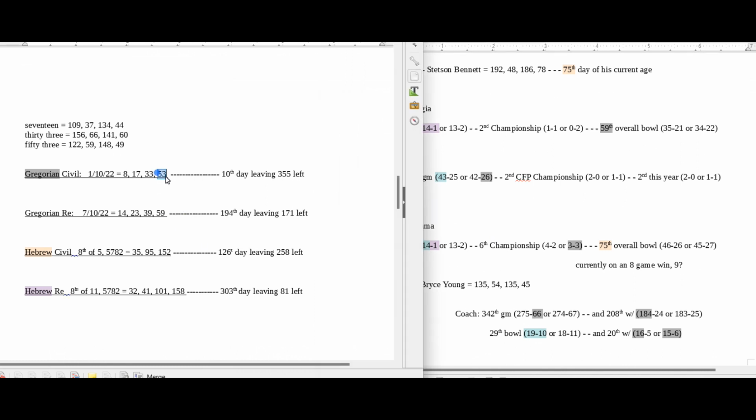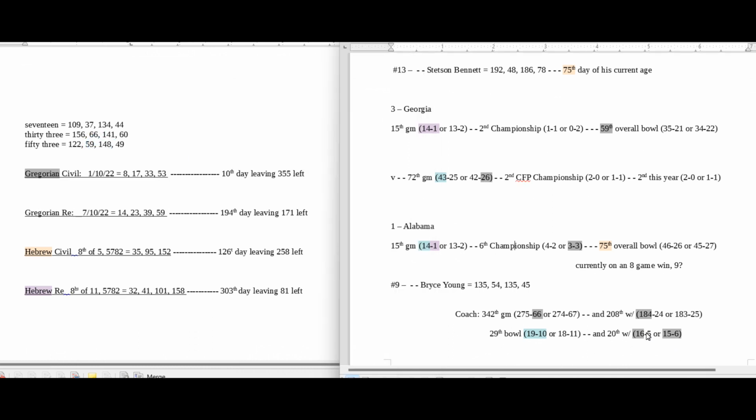Today does have 53 date numerology on the Gregorian, 53 sums to 148. Alabama coach can get his 184th win as a coach for Alabama, 184, 148, anagrams of each other. 53 is the 16th prime number, and the Alabama coach can get his 16th bowl win specifically as a coach for Alabama.